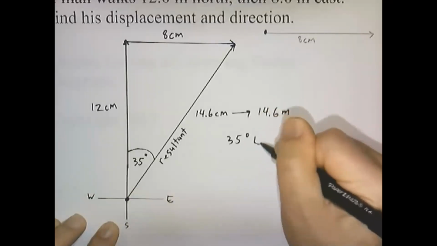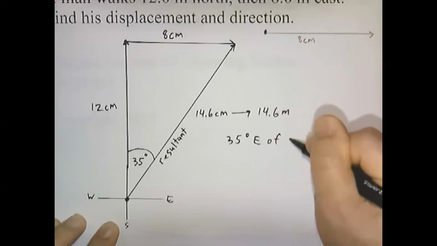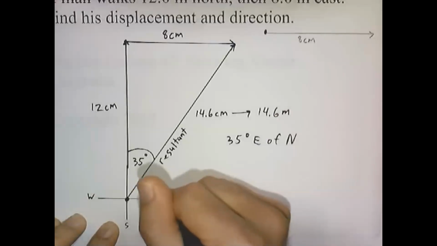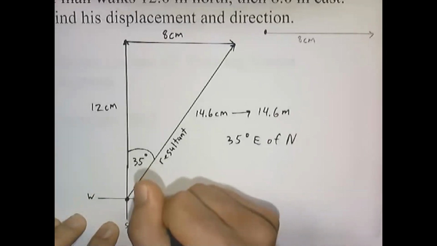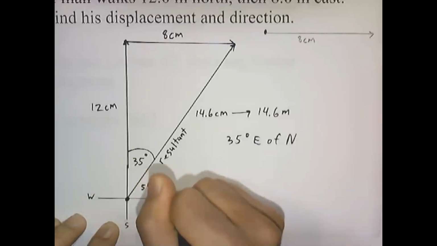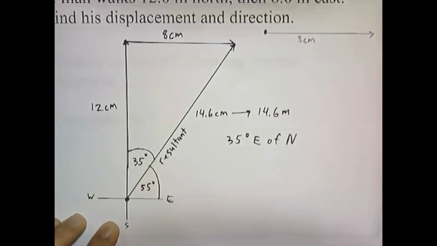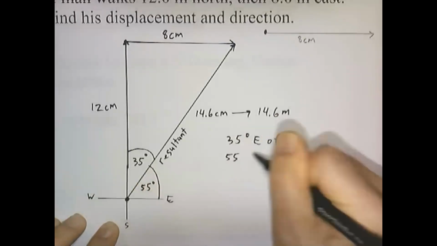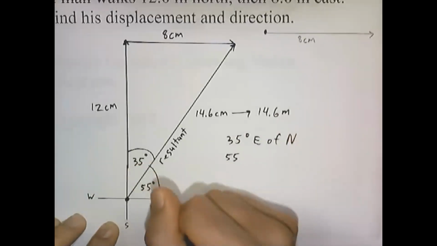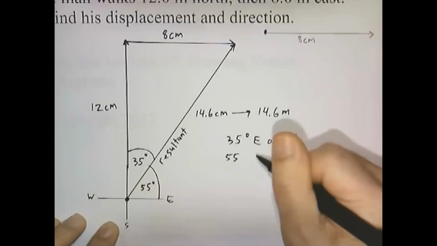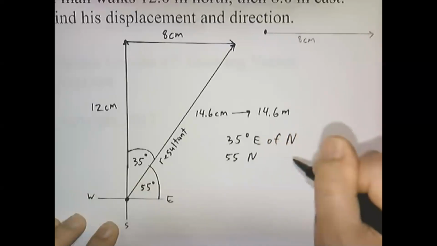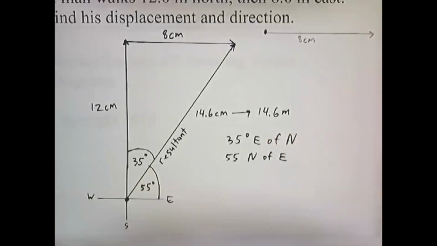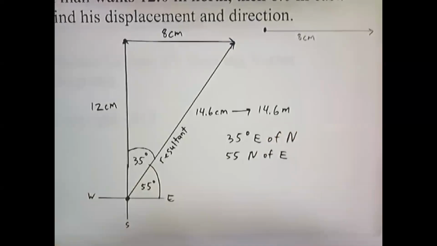35 degrees east of north. All right. And by the way, this angle right here is 55 degrees. So another possible answer is that we could also call this 55 degrees above or to the north of the east axis. North or above the east axis.